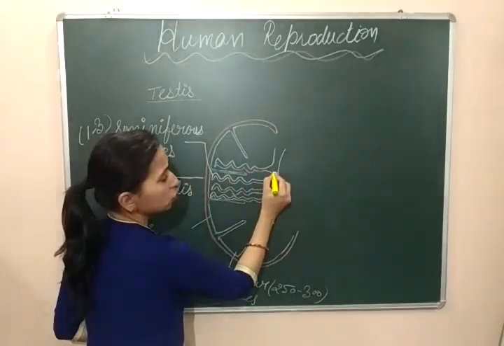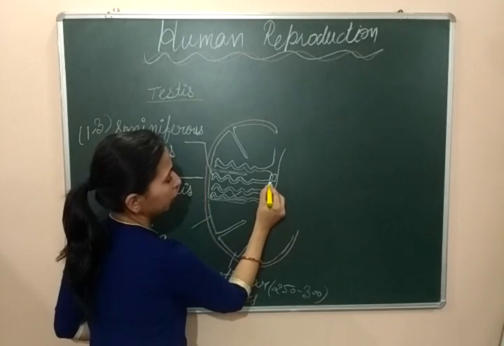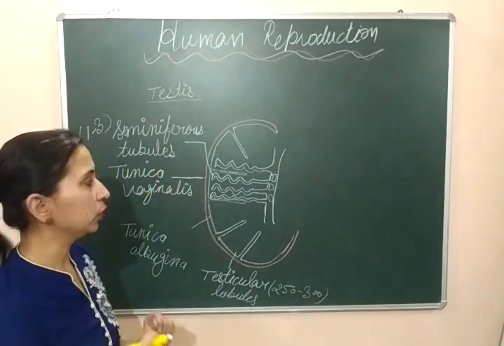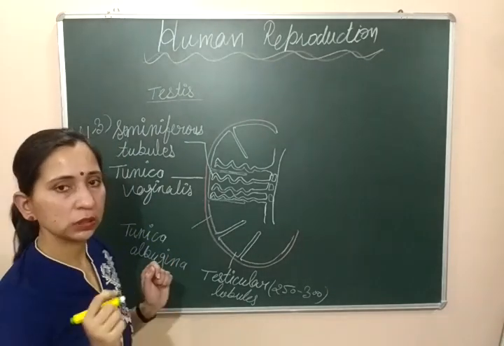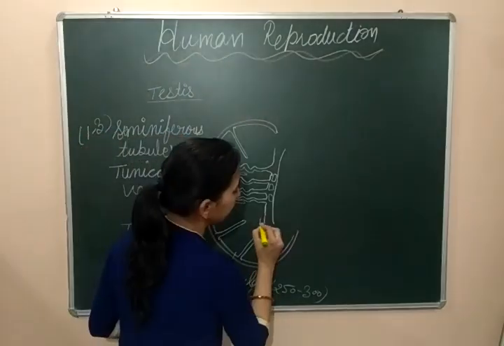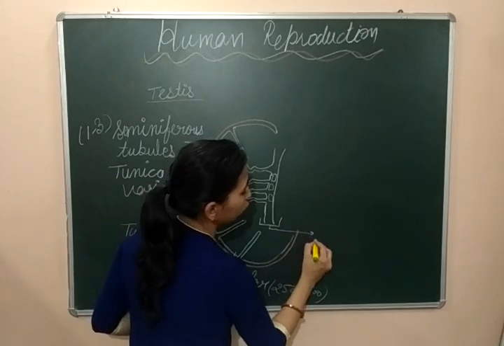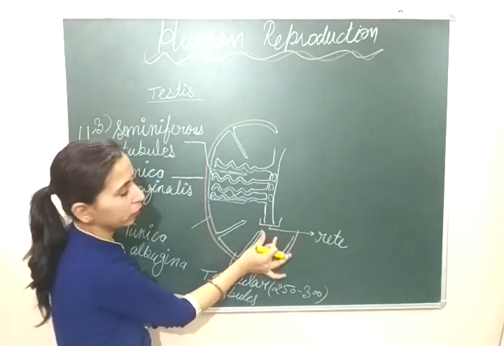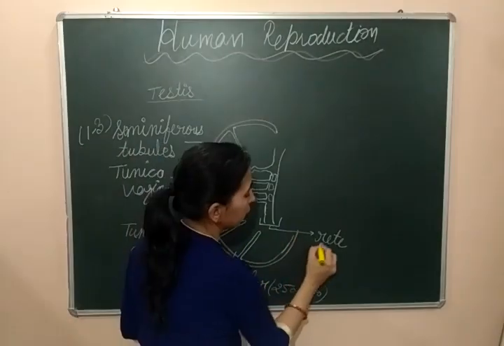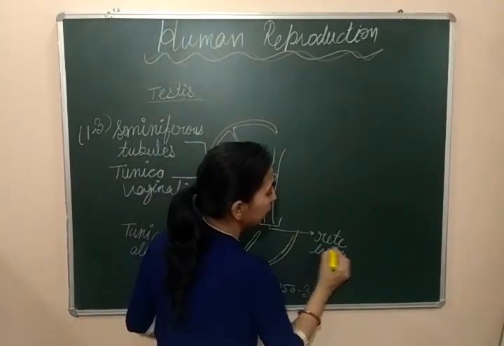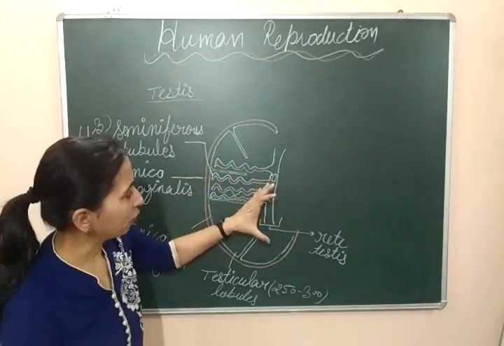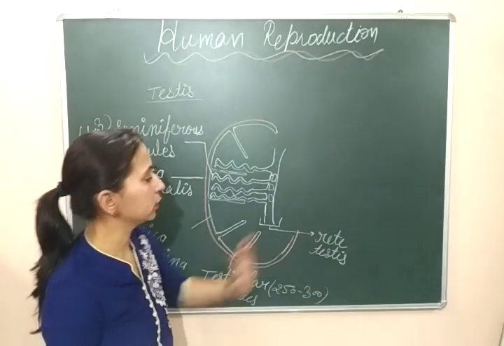Here all the seminiferous tubules are joining each other, and at the joining they form a network. This network of seminiferous tubules is known as rete testis. This complete network of all seminiferous tubules is known as rete testis. Or we can say that all seminiferous tubules open into one network, and that network is rete testis.